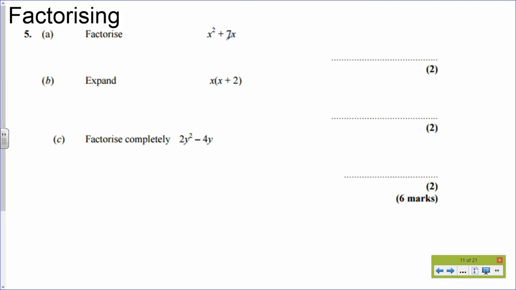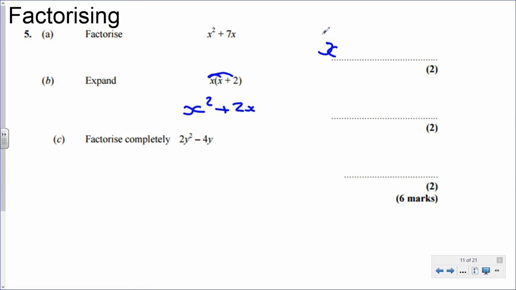Factorizing now, that's the opposite of expanding. If you remember, we'll just look at the expansion here first. x times x is x squared. x times 2 is 2x. So factorizing is the opposite. What I need to do now is take out the common factors here. The common factor in this expression is x.